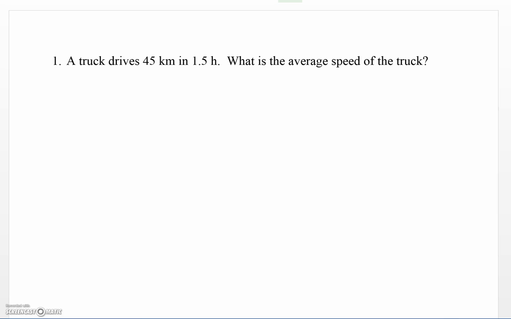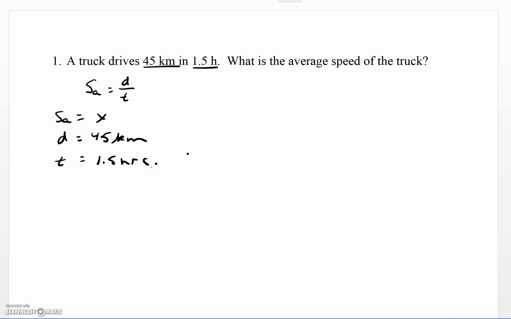So when we talk about average speed, we know that our equation is average speed equals distance divided by time. So in this particular question, we're trying to find the average speed, so we'll say that's our x value. The distance in this question is the 45 kilometers. And the time in this question is 1.5 hours.